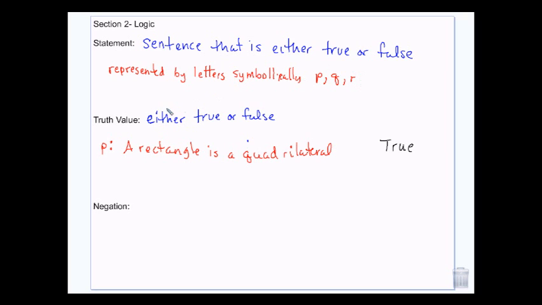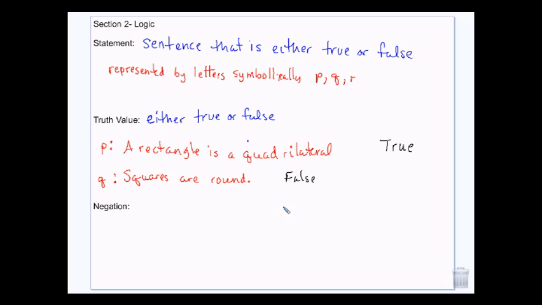The truth value is whether or not it's true or false. So if the statement P is a rectangle is a quadrilateral, that's true because a rectangle has 4 sides. So the truth value of that statement is true. If I had some other statement Q that said squares are round, well, that statement would be false.